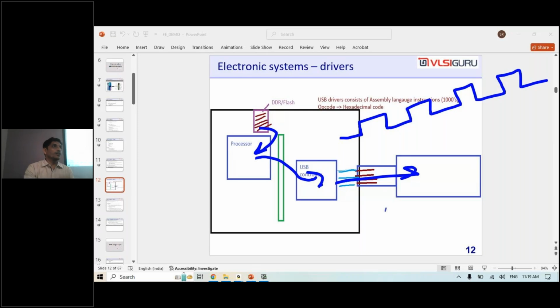Let me draw another clock which is running at 2 gigahertz. So this is what? 1 gigahertz. Let me draw another clock which is running at 2 gigahertz. How will it look?